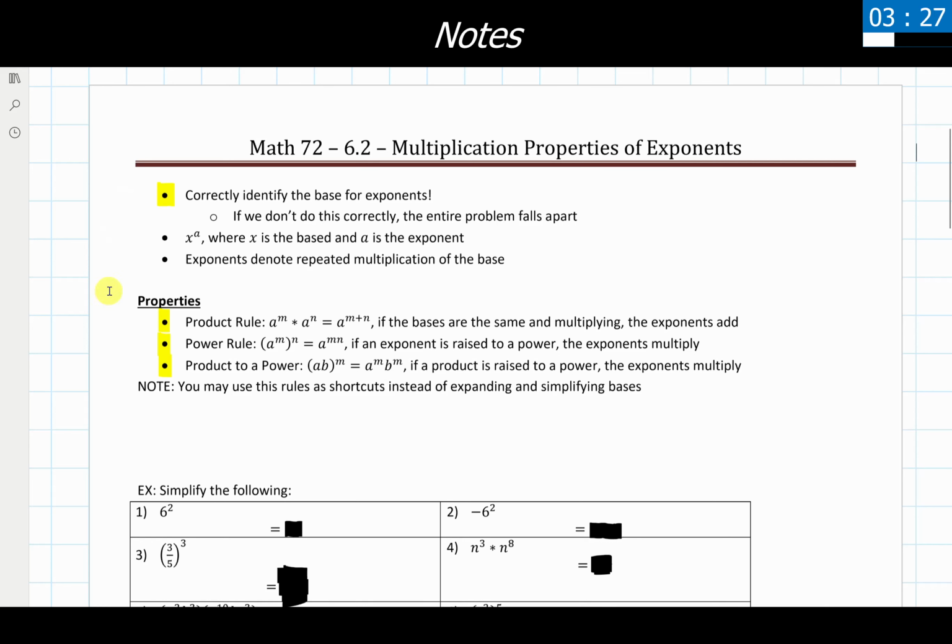Now, the three main properties that we are going to take a look at in this video, and there are more that we'll get to later on in other sections, but for this video we have these three: the product rule, the power rule, and the product to a power rule.